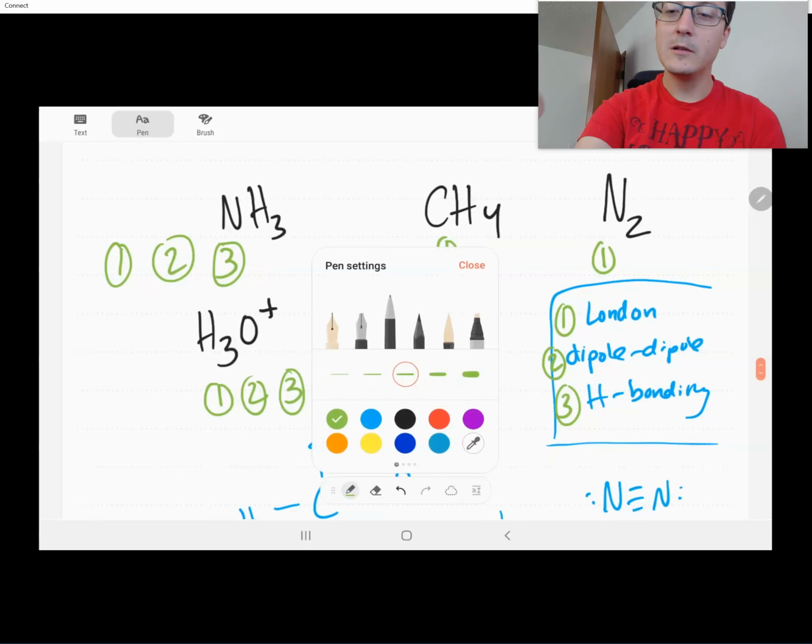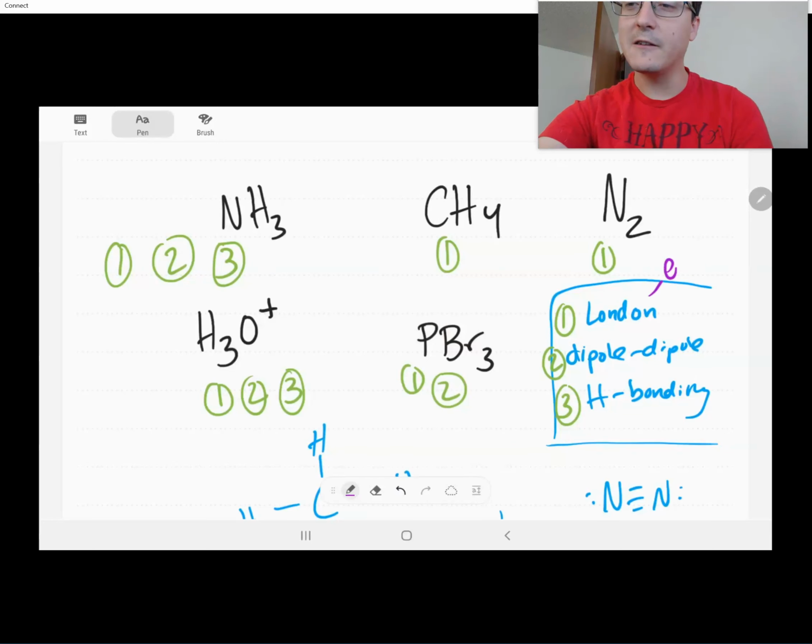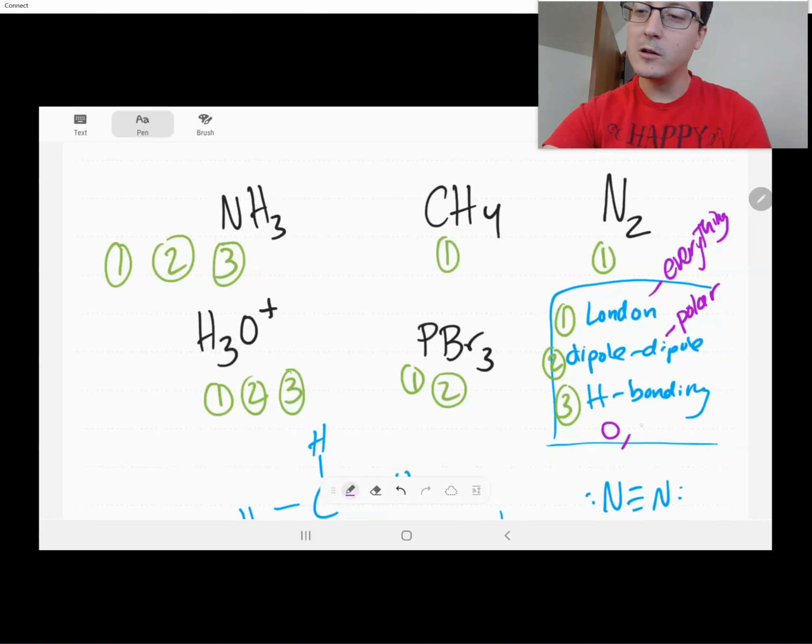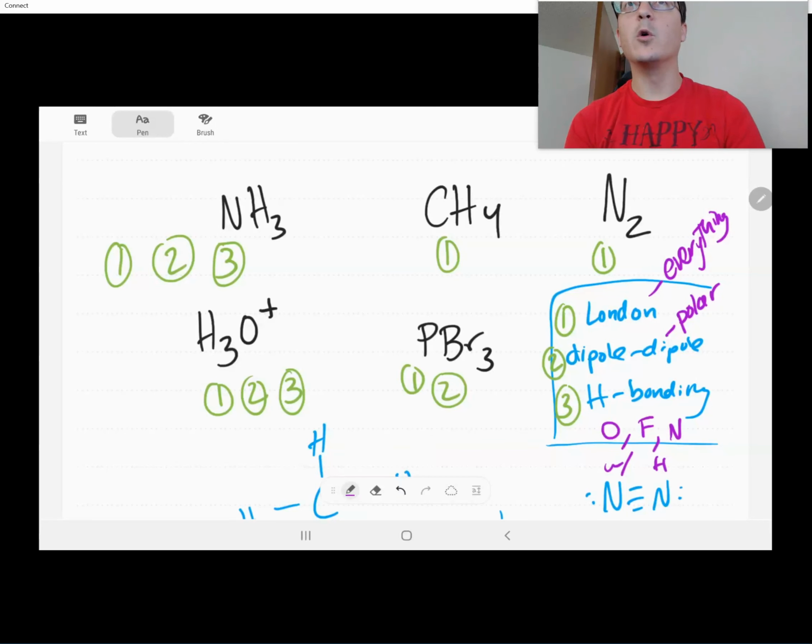Okay, so just to summarize this stuff, London is everything. Polar stuff, and that's going to be O, F, or N with H. Only polar things can do dipole. Everything does London, and hydrogen bonding is our most specific, has to be oxygen, fluorine, and nitrogen attached to the hydrogen.